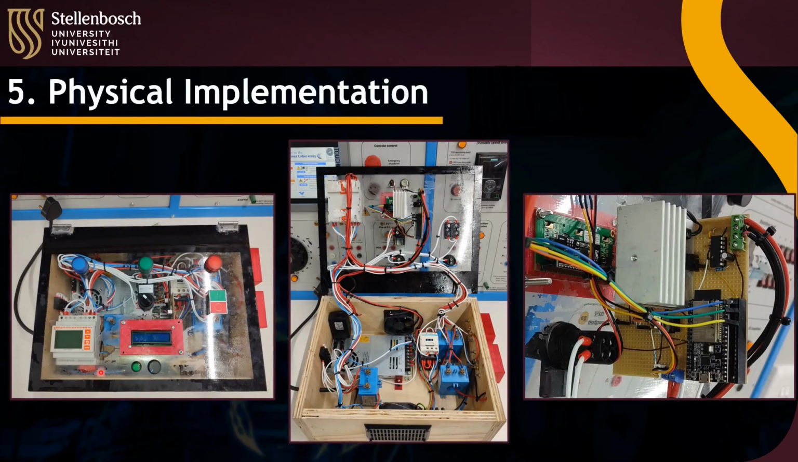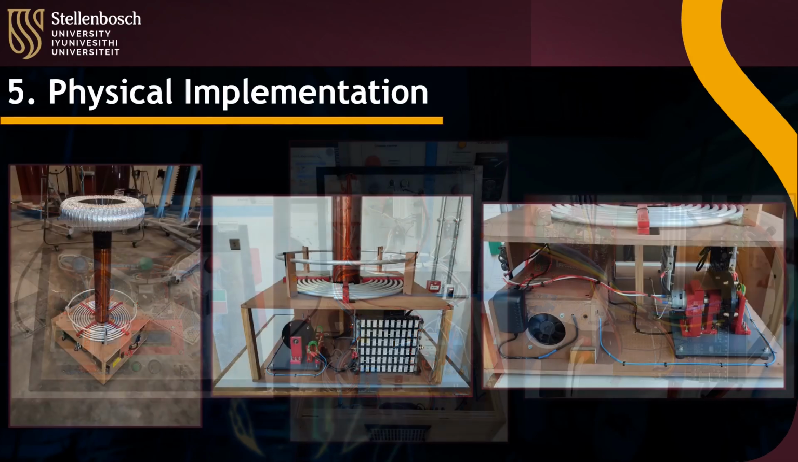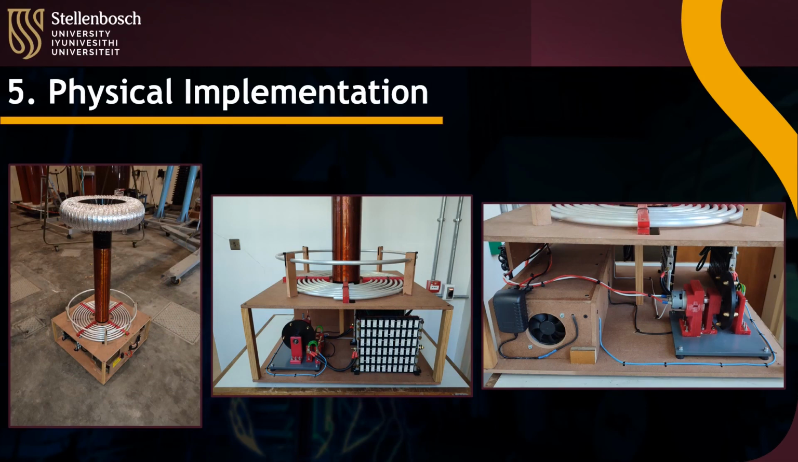The following is the physical implementation of the safety control and monitoring system with front user interface, the internal components, and the DC to DC converter for the rotary spark gap speed control. The following is the physical implementation of the complete Tesla coil system.